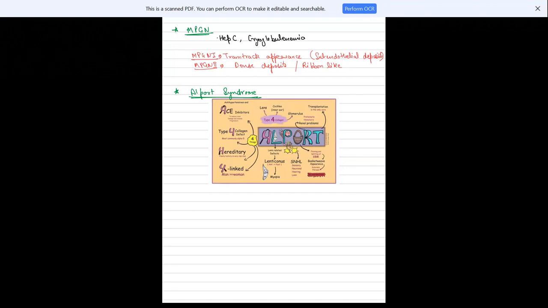And for hypertension treatment, you should go for ACE inhibitors or ARBs. A looks like 4, so type 4 collagen defect, as I told you. Hereditary and X-linked. This word should be in your mind whenever there is a question on Alport syndrome. So nothing else about Alport we need to remember. This is enough information for your exam.